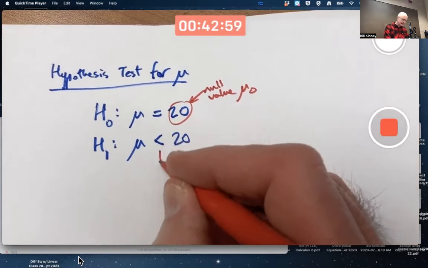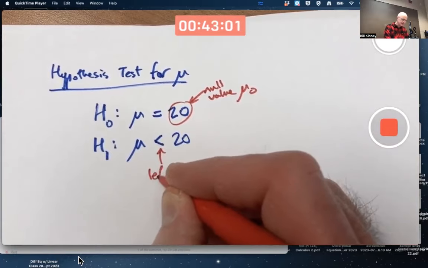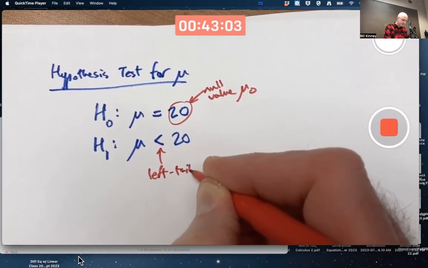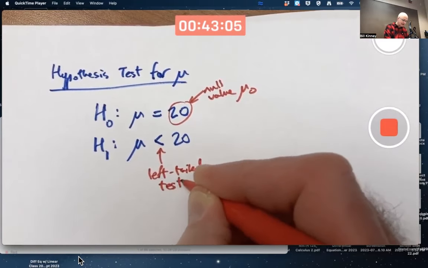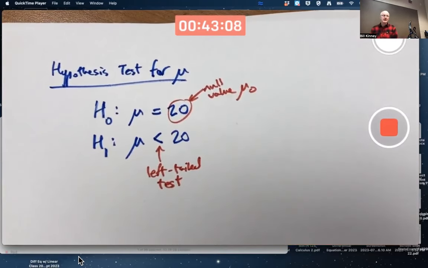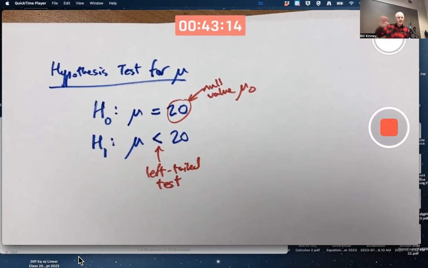The fact that this is a less than sign means this is a left-tailed test. And if we want to find the p-value, for example, it'll be the area under a curve to the left of something. Left-tailed test.